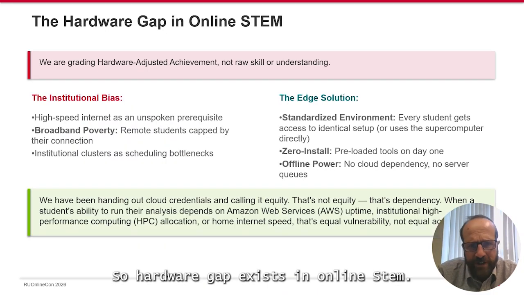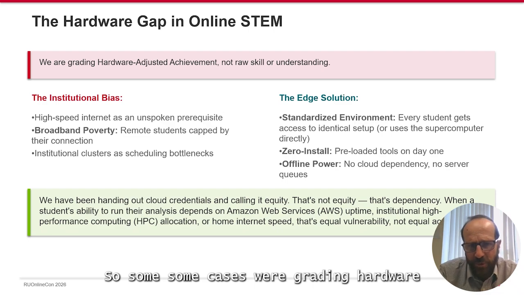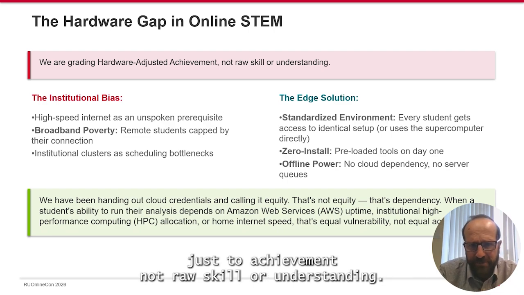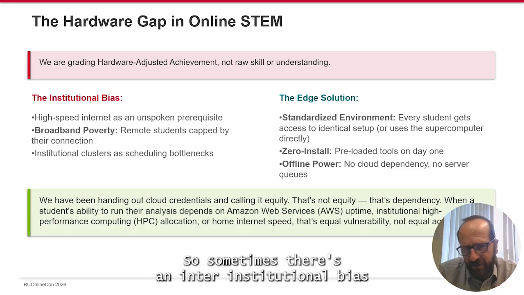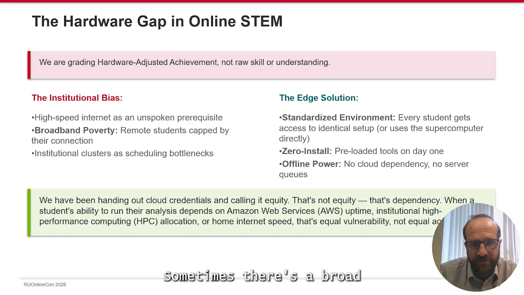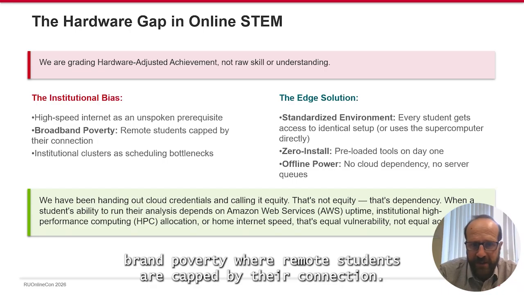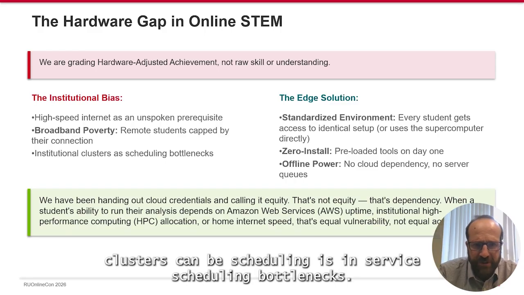So a hardware gap exists in online STEM. In some cases we're grading hardware-adjusted achievement, not raw skill or understanding. And a lot of work can be done to reduce this. Sometimes there's an institutional bias where internet speed is an unspoken prerequisite. Sometimes there's broadband poverty where remote students are capped by their connection, and thankfully that's being reduced. And institutional clusters can serve as scheduling bottlenecks.